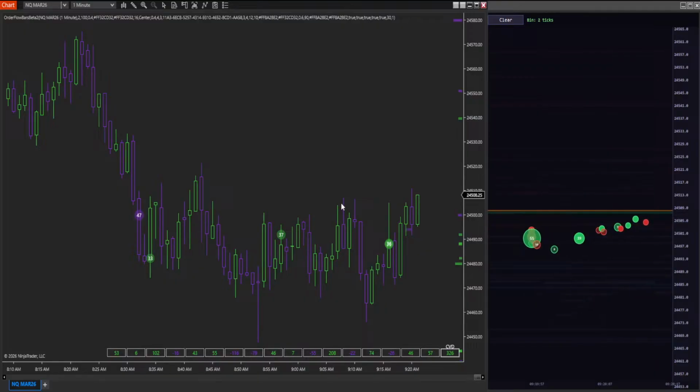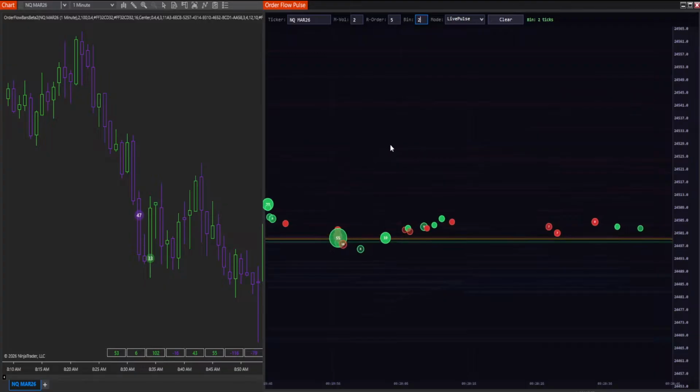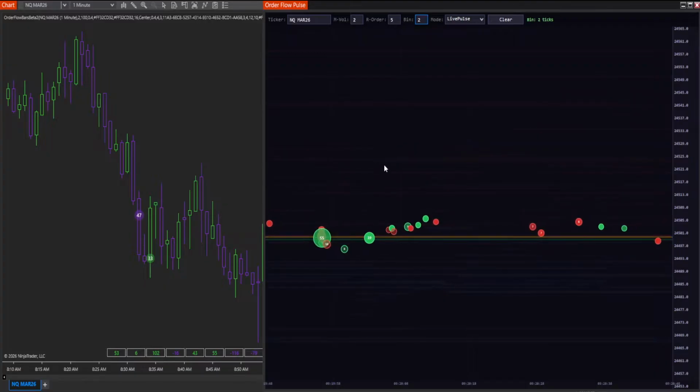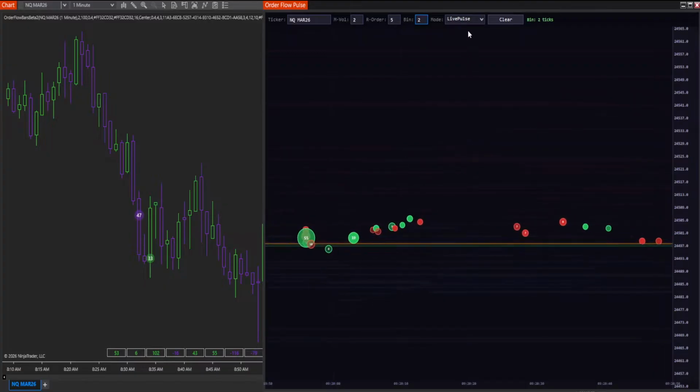The order flow pulse is being worked on. I am hoping to get this released this week for download. More than likely, since it's Tuesday, it'll probably be towards the end of the week or Sunday at 6 p.m. You'll be able to download it. The order flow pulse, I kind of worked on this a little bit last night. The order flow pulse, this is the live pulse.